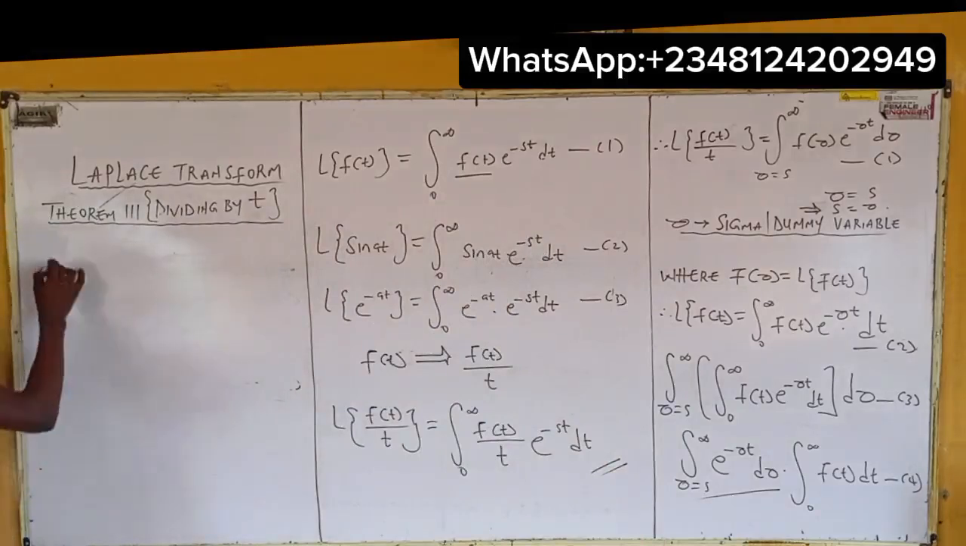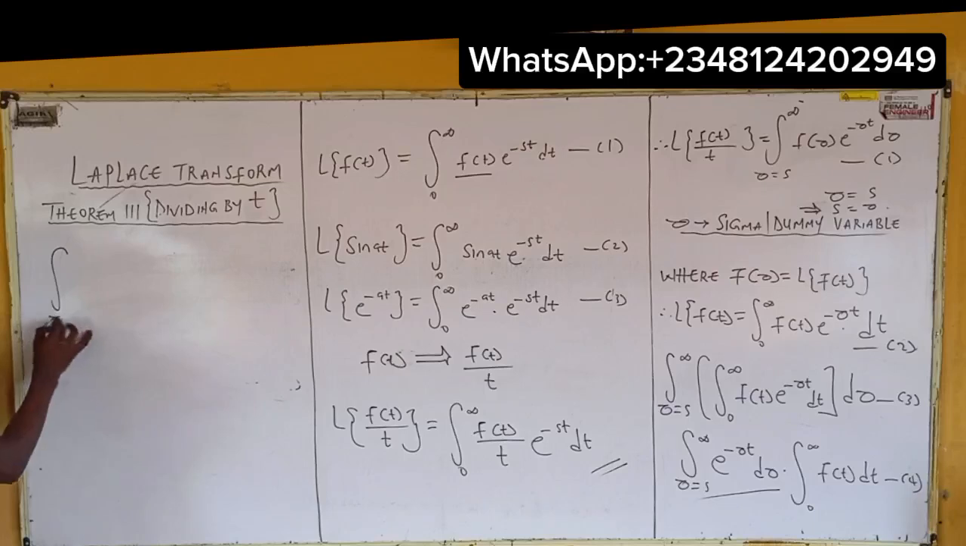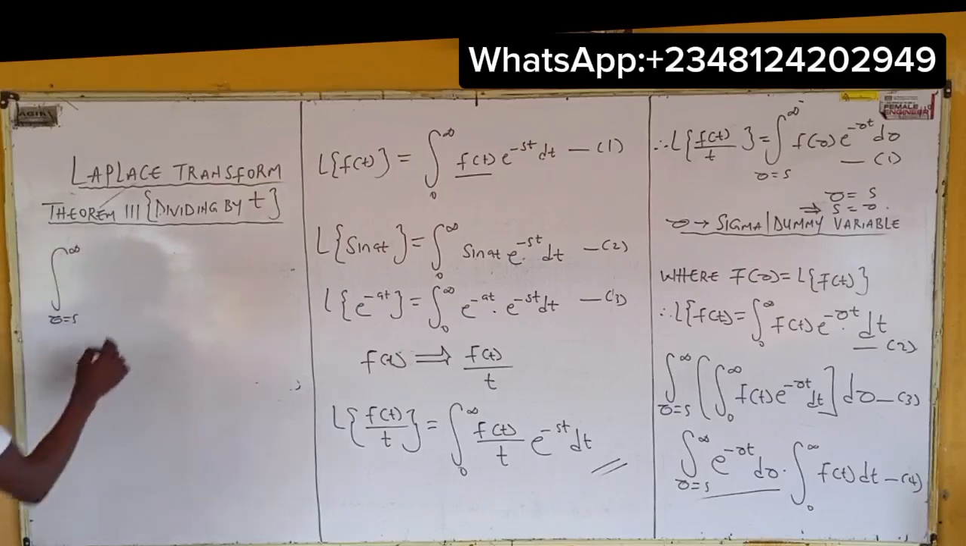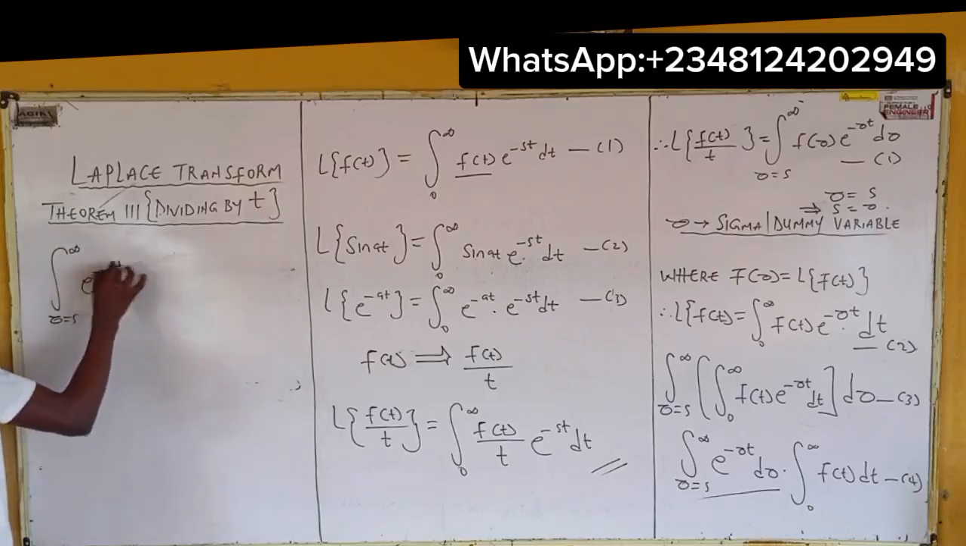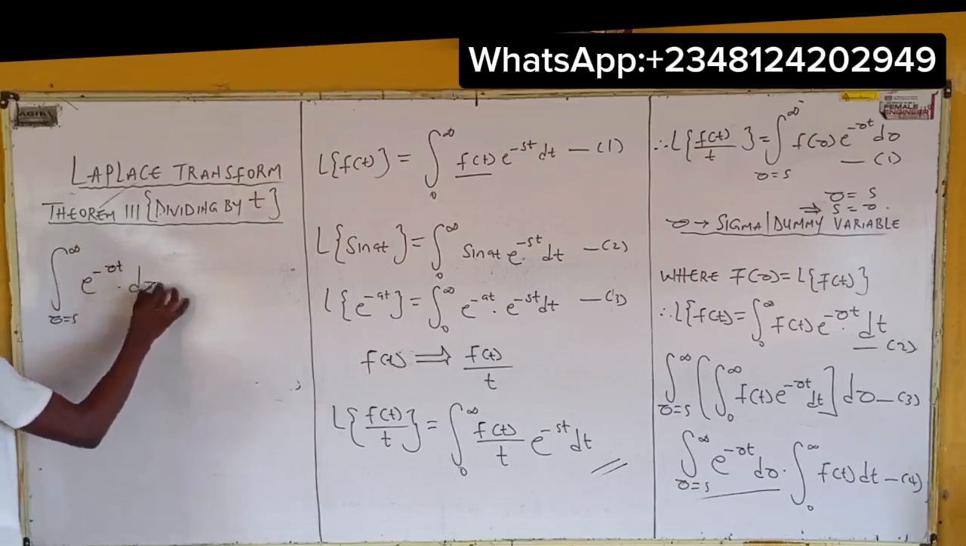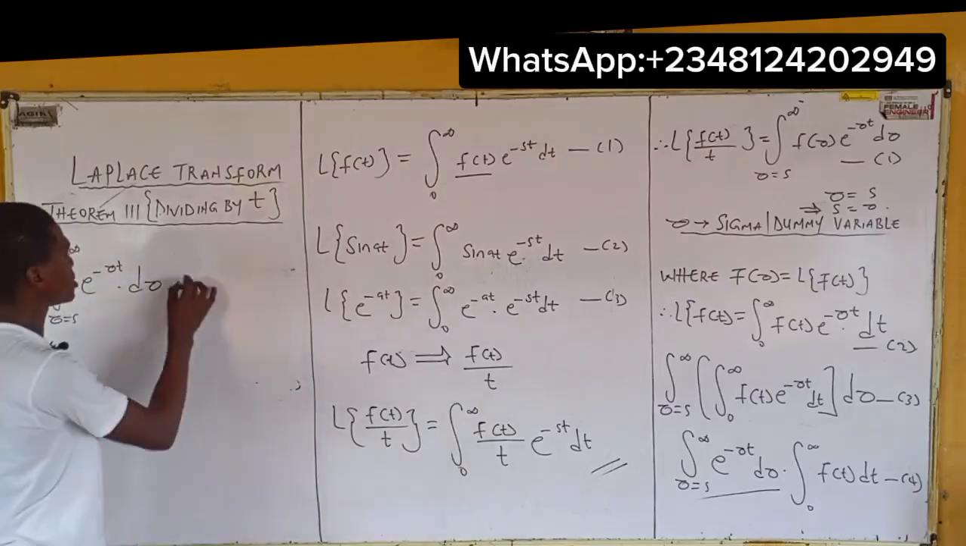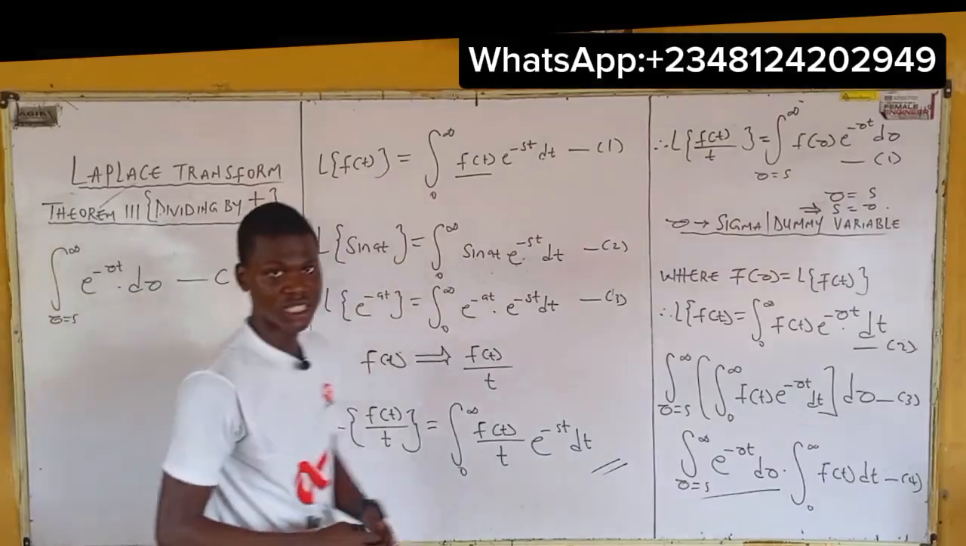Integrating the integral as sigma equals x to infinity of exponential negative sigma t d sigma. How do we integrate this? Say this is equation 5. How do we integrate equation 5?